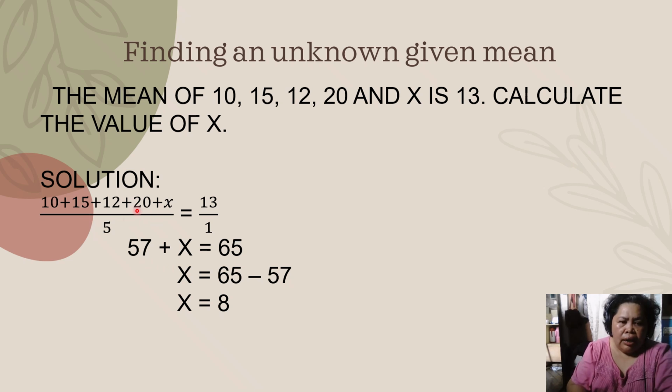So we add all of this, and that's 57 plus x equals 65. Why 65? Because we have to cross multiply: 5 times 13 is 65. To get the value of x, that's 65 minus 57. Remember, when you transpose a certain number to the other side, you have to change its sign. So 65 minus 57 is 8.